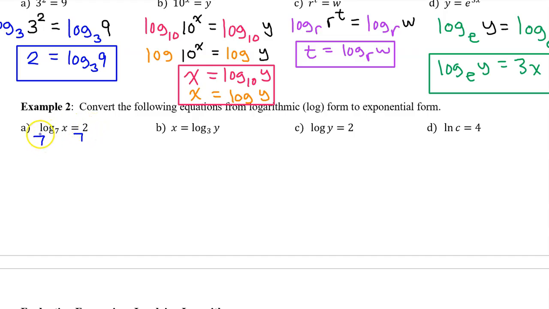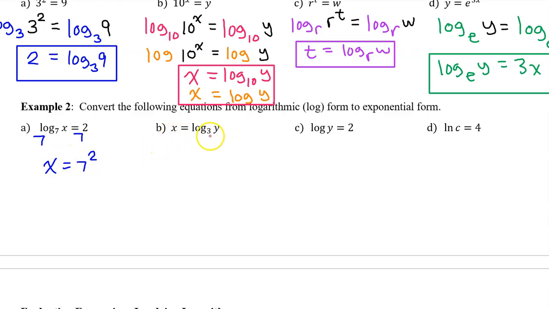On the left side, the base 7 and the log base 7 cancel each other out. Again, this is just like multiplication and division cancel each other out. These are inverse operations. So we will just be left with x on the left. X is equal to 7 squared.